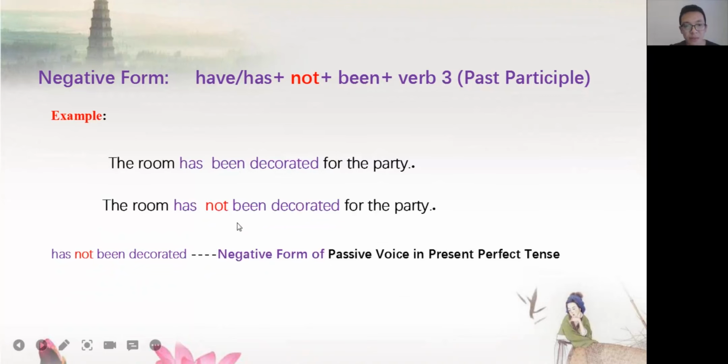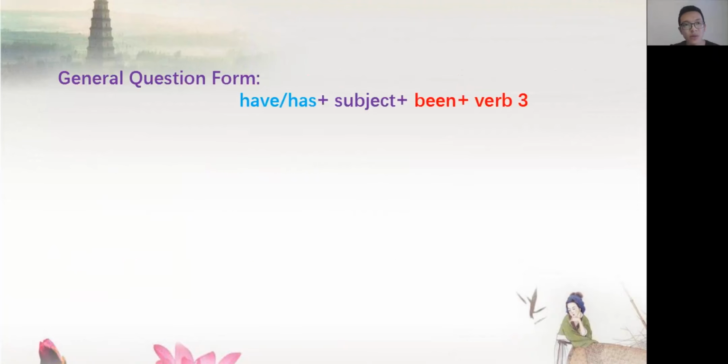So has not been decorated is the negative form of passive voice in present perfect tense. Okay, that's the negative form of passive voice in present perfect tense. So let's look at its general question form. That's have or has plus subject plus been plus verb 3.